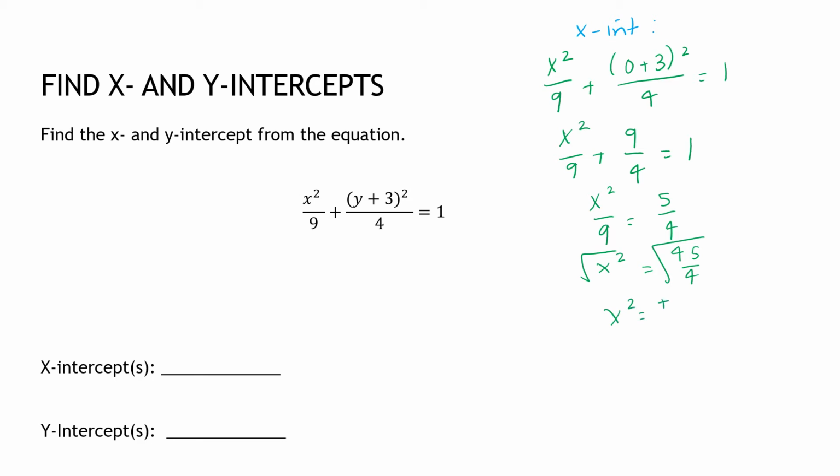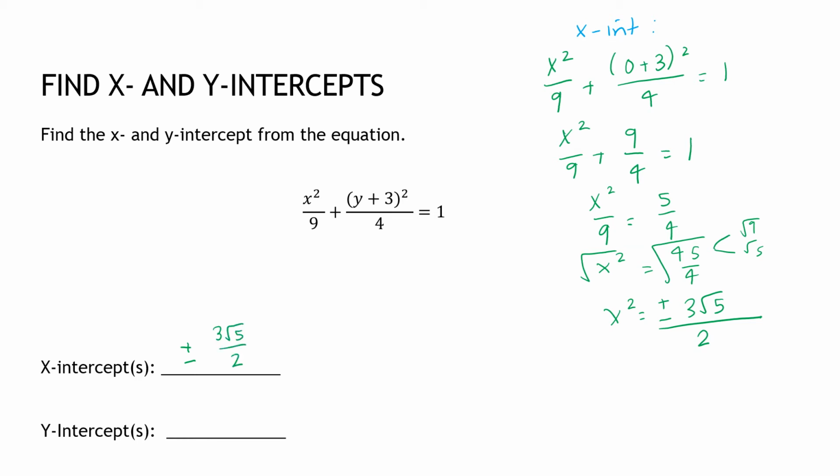and that gives me plus or minus, so it looks like I'm going to have two intercepts on this one. The square root of 45, not a whole number, but I can take a 9 out. Radical 9, radical 5, so 3 radical 5 over the square root of 4, which is 2. So plus or minus 3 radical 5 over 2. And I'm not going to write those as ordered pairs, I'm just going to write it just like that.